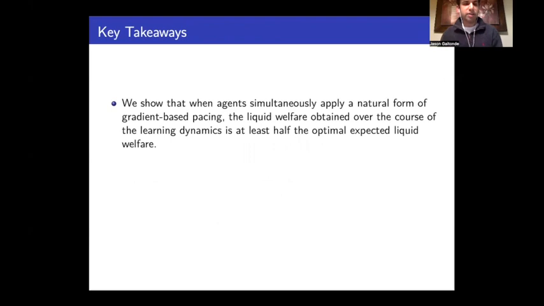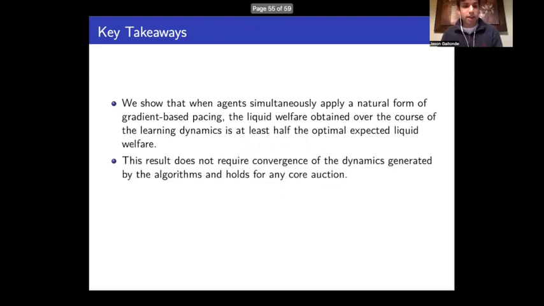So just to remind of the key takeaways, we show that when all agents are simultaneously applying this gradient-based pacing, the liquid welfare obtained over the course of these dynamics is at least half of the optimal expected liquid welfare. And remember, this half is optimal. As I stressed before, our result does not require any convergence of these dynamics whatsoever, and it holds for any core auction, which is a very broad class of auctions.